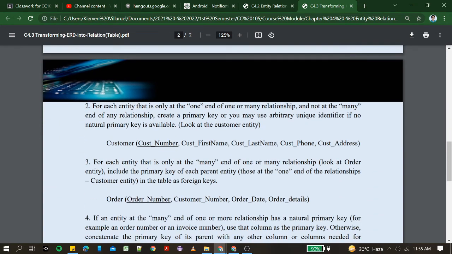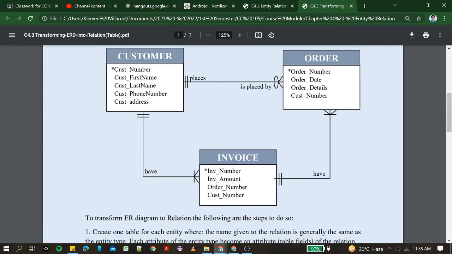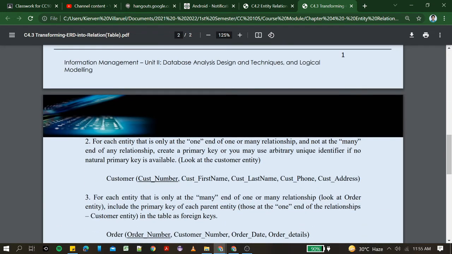Ano ba example dito? Basahin natin ulit. For each entity that is only at the one end of one-to-many relationship. So, we have the one-to-many relationship. Ito, for example, itong dalawang to, customer and order. Nasa one end itong customer, kasi one lang siya. Kasi ito yung many, yung order. And not at the many end of the relationship. Create a primary key or you may use an arbitrary unique identifier if no natural primary key is available.